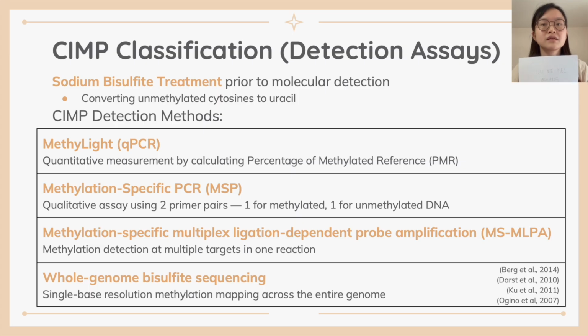Methylation-specific multiplex ligation-dependent probe amplification, MS-MLPA, quantifies DNA methylation status and copy number for multiple targets in one reaction. Unlike methylight and MSP, sodium bisulfite pretreatment of DNA is not required for MS-MLPA. Whole genome bisulfite sequencing provides single-base resolution methylation mapping across the entire genome, enabling comprehensive epigenomic profiling.